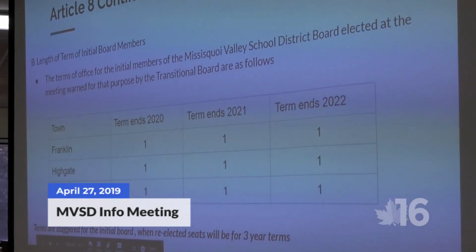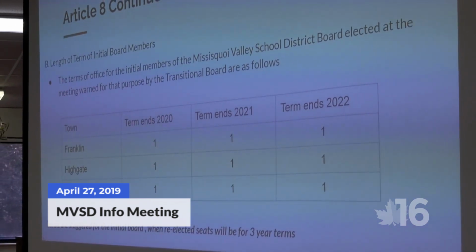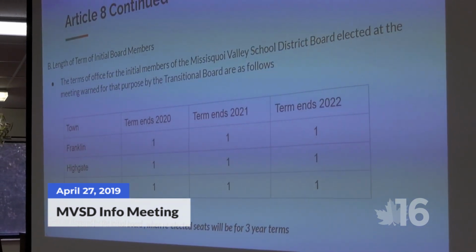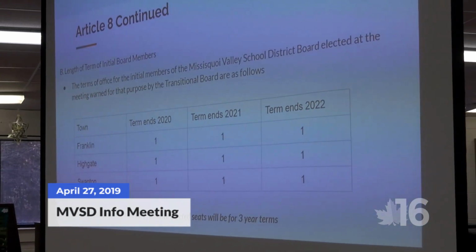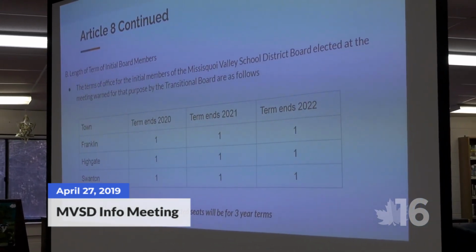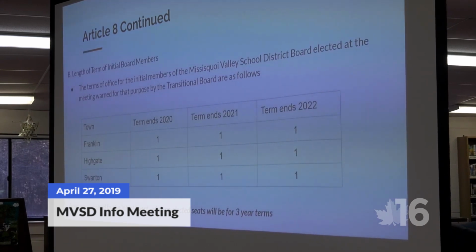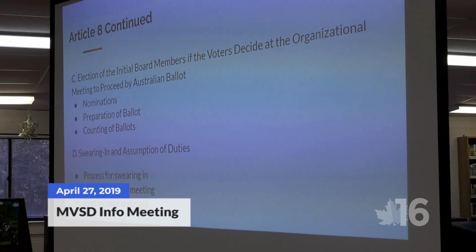This is a breakdown of how the staggered terms would be at the beginning. After that, there would be one position from each town to be voted on each year. The process to be elected to the initial board is that we had to be nominated, put on the ballot, and then voted upon.